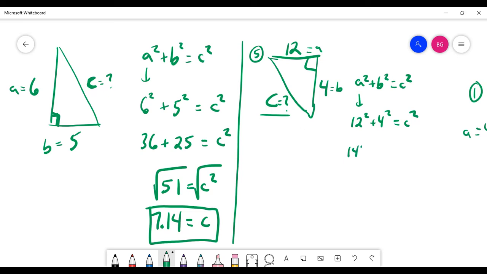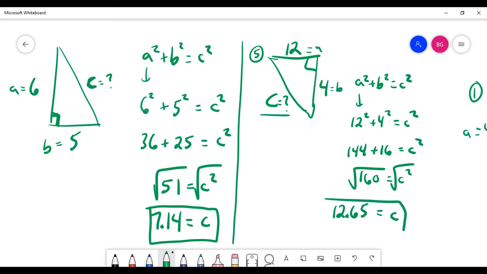12 squared is 144, plus 4 squared is 16, and that is going to be equal to C squared. Then we're going to add 144 plus 16 together, and we get 160, equals C squared. Then we need to take the square root of C squared, and we also need to do it to the other side. So then we're going to get C equals, rounding to the nearest hundredth, 12.65. And that is how long our hypotenuse would be.